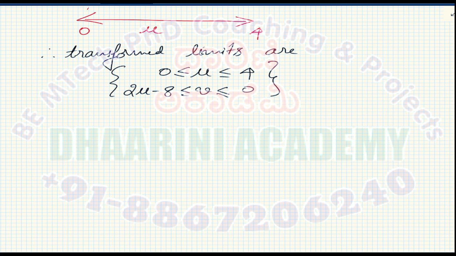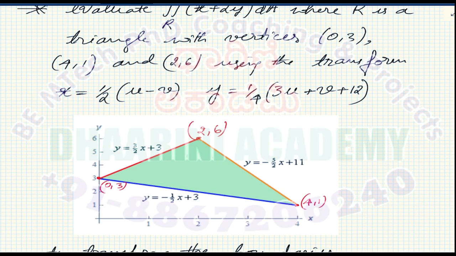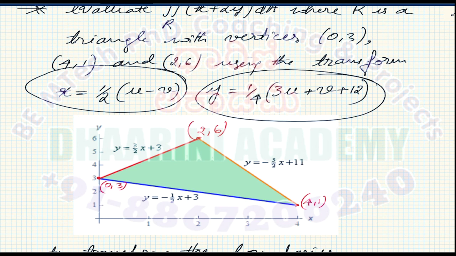Also, we have the equations given for x and y. Corresponding to the x and y values, I will directly write the Jacobian now. That means I want the Jacobian of x comma y over u comma v. I want the determinant. As per the standard equation, this is dou x by dou u, dou x by dou v, dou y by dou u, dou y by dou v. I just have to look at the given set of equations. X and y are given, so simply differentiate them with respect to u and v to get the required answer.